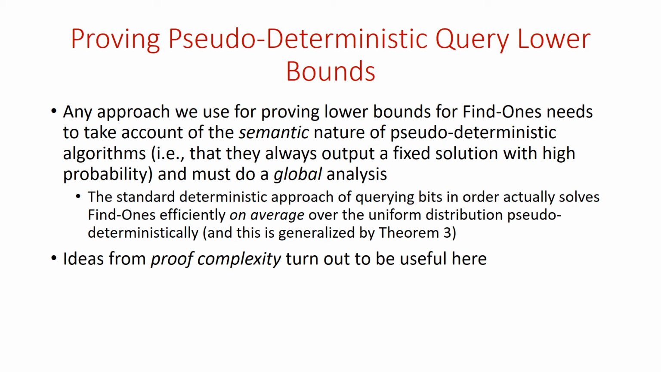The standard deterministic approach of querying bits in order, which doesn't involve randomness at all, solves find ones efficiently on average over the uniform distribution. And theorem 3, which I referred to earlier, actually generalizes this observation to every distribution. For every distribution, there's a pseudo-deterministic algorithm that solves find ones efficiently on average.